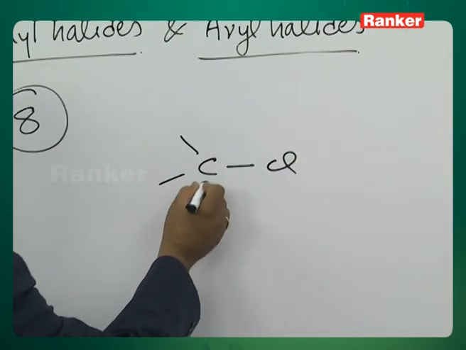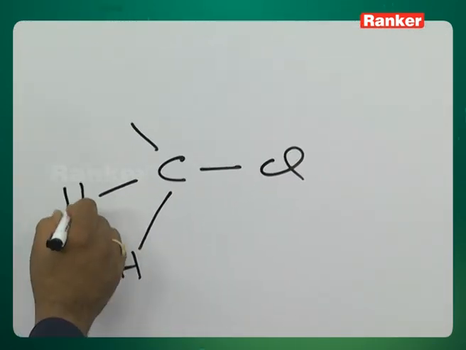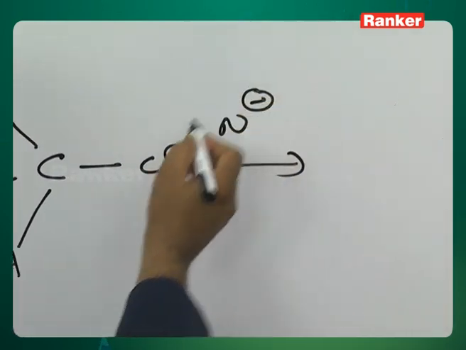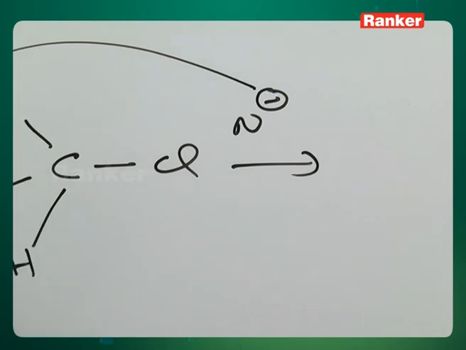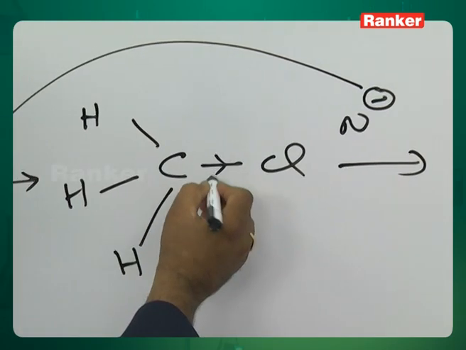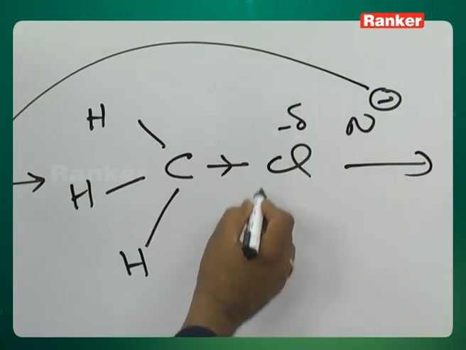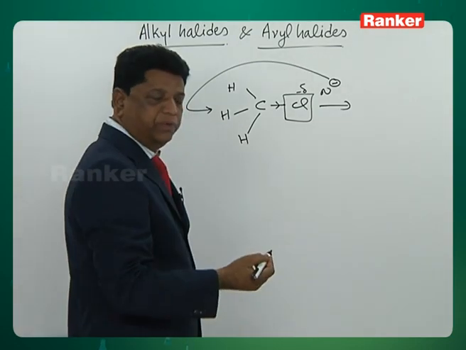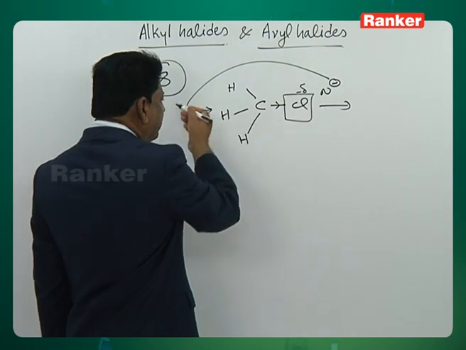An alkyl chloride having smaller groups like hydrogen, when you treat it with a nucleophile, the nucleophile prefers to come from the rear side because there is a delta minus on the chlorine. So this will influence the nucleophile not to attack from the front side. So the nucleophile prefers to attack from the back side.